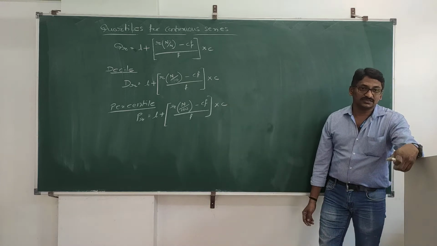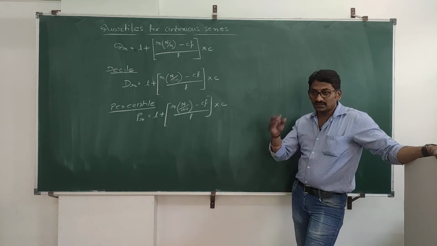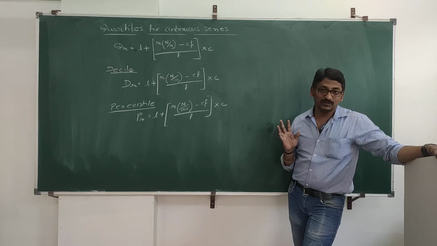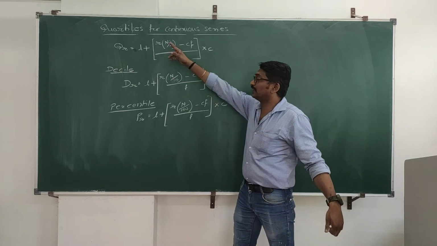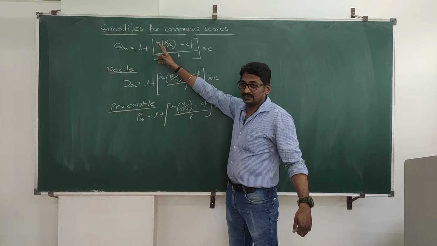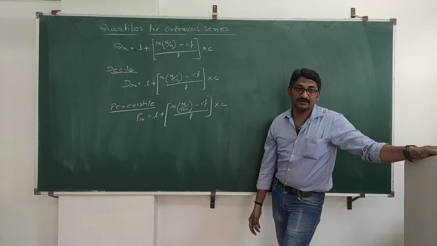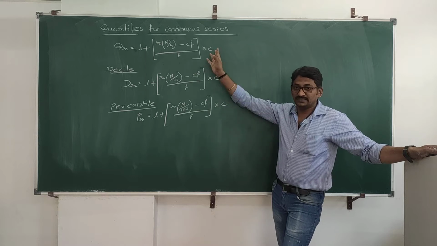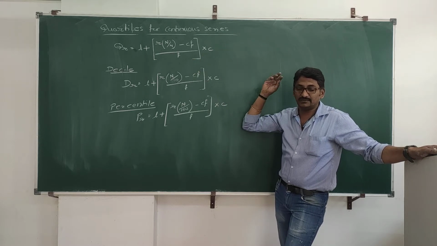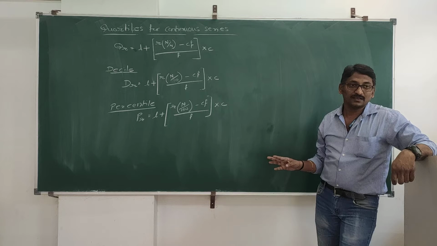These are the only changes. You have to remember the median formula, that's it. Median is nothing but N upon 2. Quartile is N upon 4. Decile is N upon 10. Percentile is N upon 100. Remaining all the terms are same: minus CF divided by F into c.